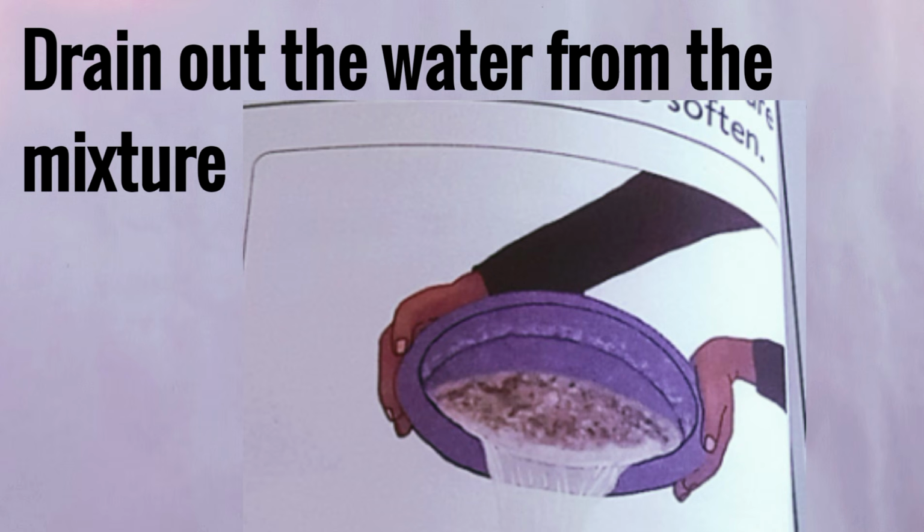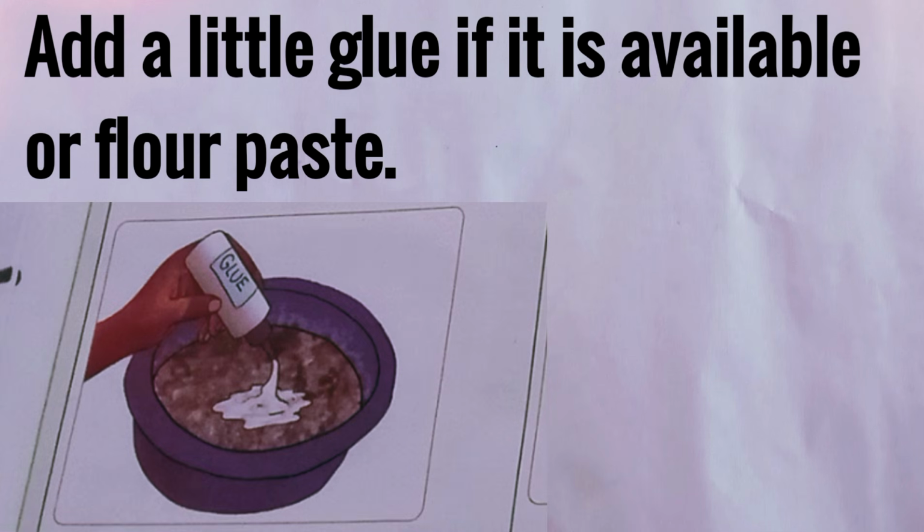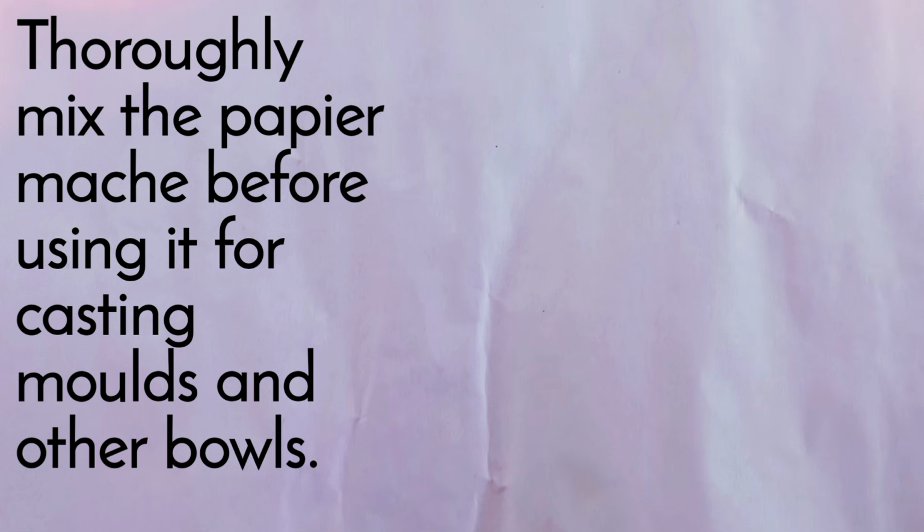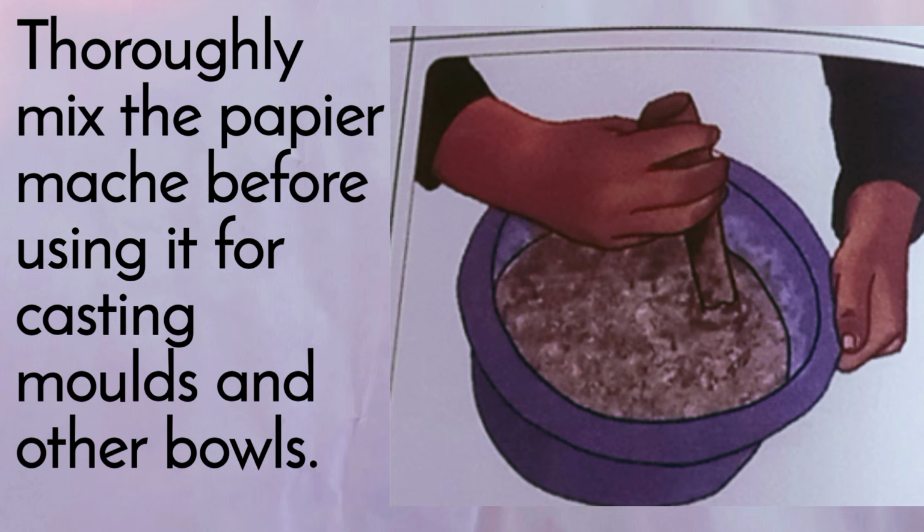Then after that, you add a little glue if it is available, or flour paste. After draining the water, you are going to add a little glue if it's available, or flour paste if it's available. It's not a must. Then the seventh step, thoroughly mix the paper mache before using it for casting, making the functional fruit bowl.